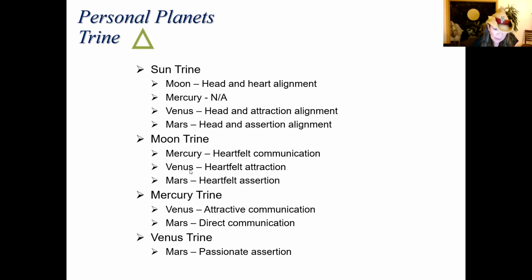Moon trine Venus, with the moon being heartfelt and Venus being attraction, and being in the same element, either earth, air, fire, or water, shows that this would be a person who likes to express their heart through their attraction, or maybe even write poems to their love. They want to express their feelings to their love. They're not going to trip up. They're not going to be emotionally stunted.